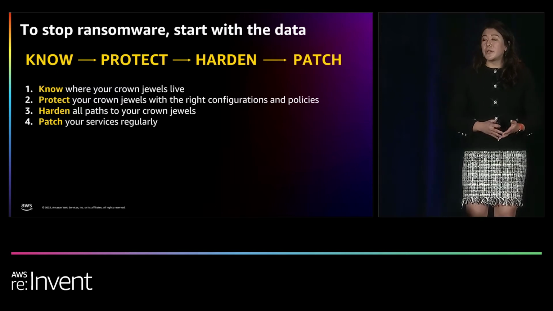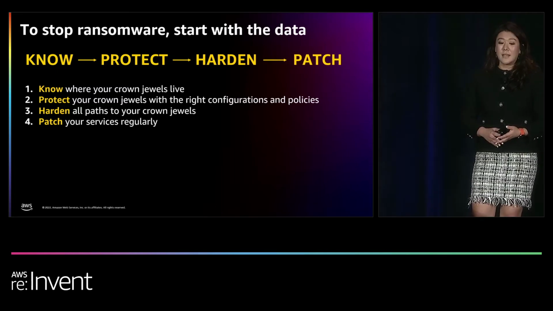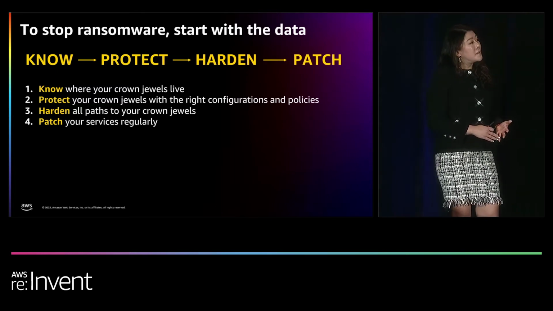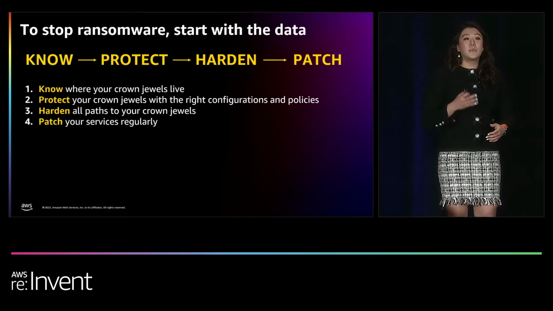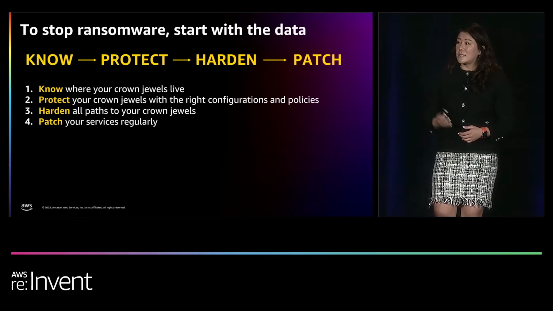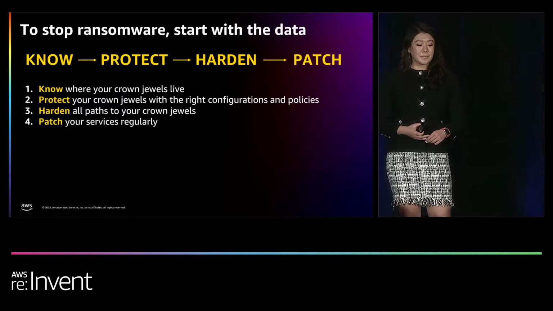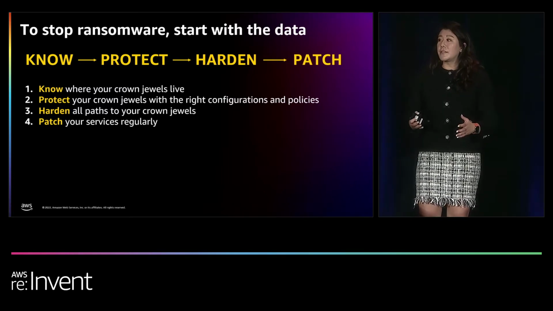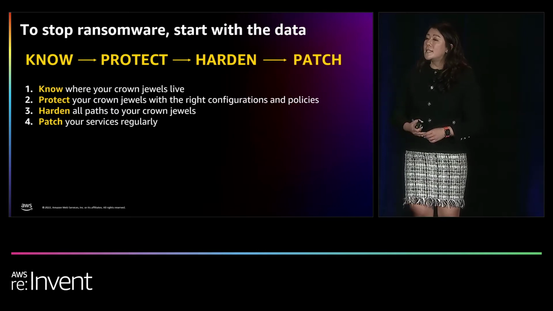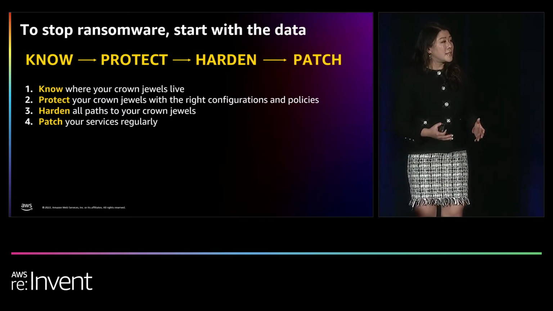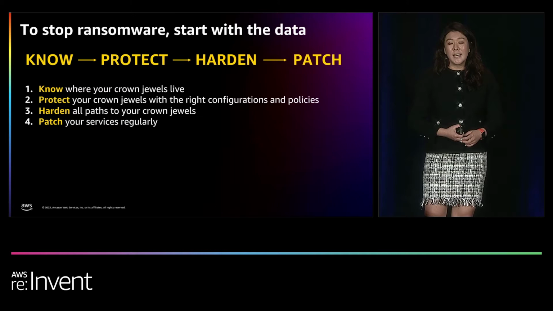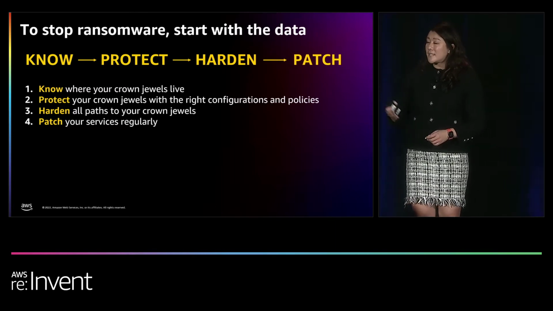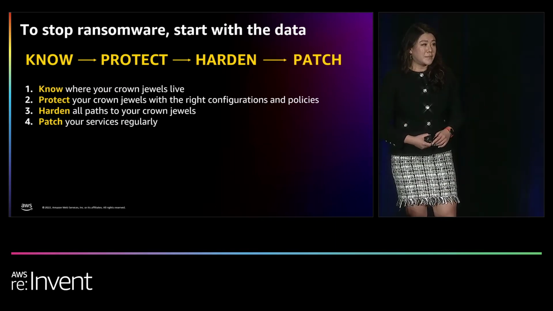Then once you know where your crown jewels and sensitive data live in your environment, the second step is to protect them, right? With the right configurations and policies that we'll illustrate with examples. Then harden all the paths to your crown jewels in your environment, and we'll go through some native AWS managed solutions that can help you do just that. And then finally, never discount a regular patching strategy.